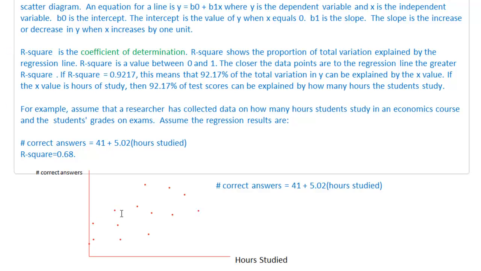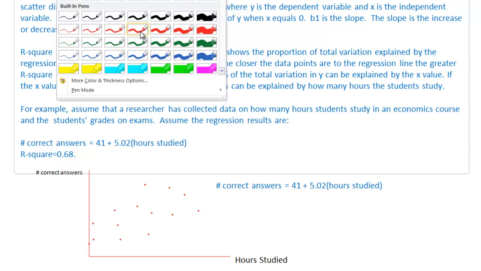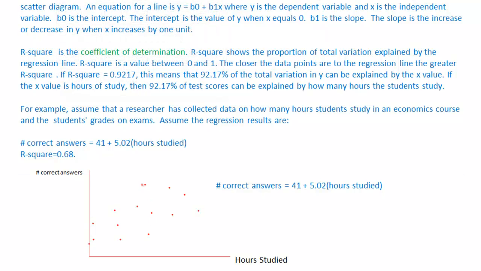Well, notice I put some points down here. And in fact, let me get my drawing tool. And I like big dots. Now let's do this one. So what we have here is students. Like here's a student who didn't study and got a low score. Here's a student who studied maybe an hour, got a higher score. Another student who studied an hour, got a much higher score.